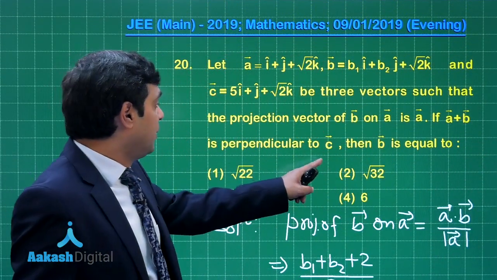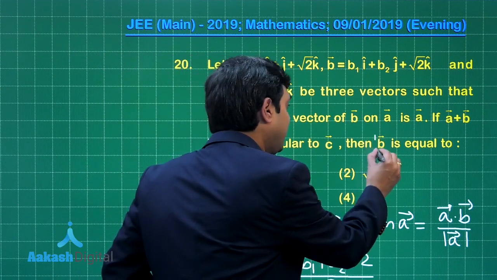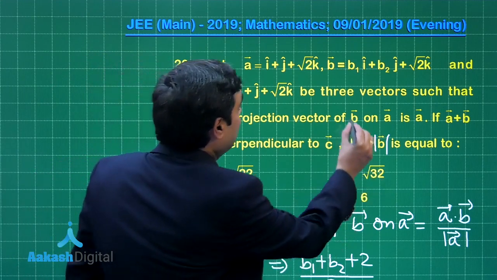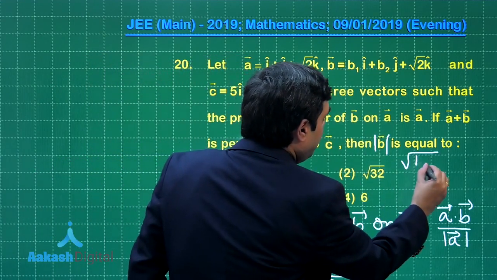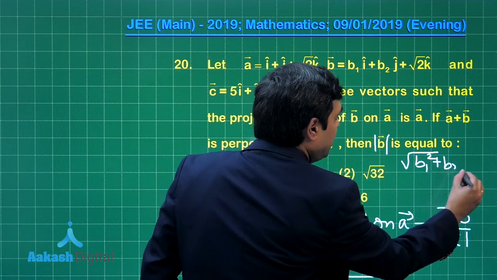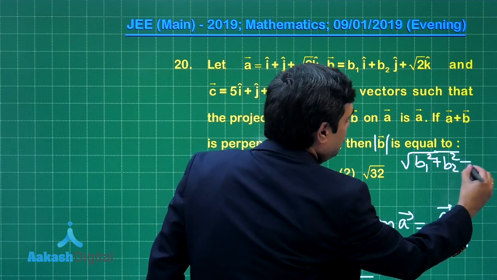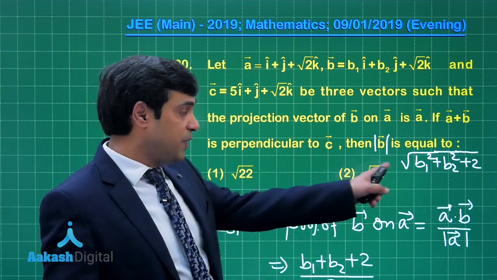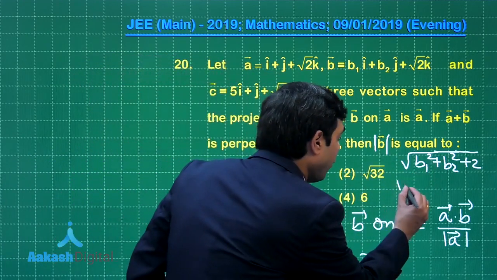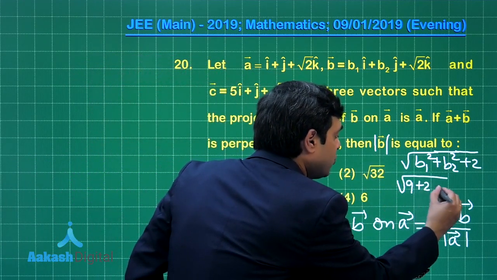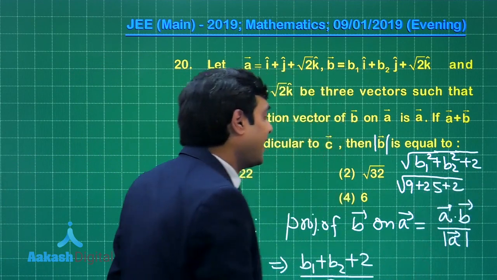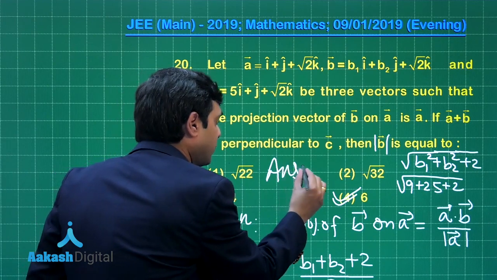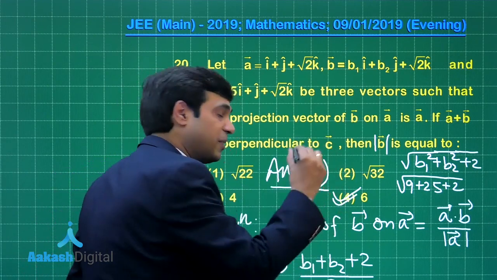Its modulus. We have to find the modulus of the b vector over here, and it can be obtained as square root of b1 square plus b2 square plus 2. This is what we are looking for. Square root of b1 square plus b2 square plus 2, that is square root of 9 plus 25 plus 2, that is root 36, or simply 6. So the correct answer of the question is option number 4.